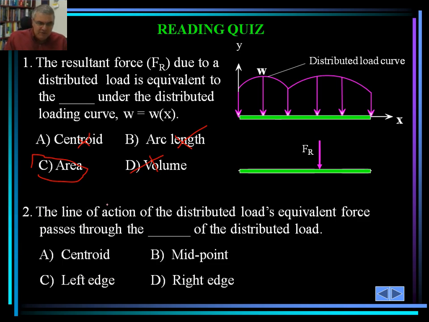The line of action of the distributed load's equivalent force passes through the blank of the distributed load. That's number 2. It actually is going to pass through the centroid of the distributed load.